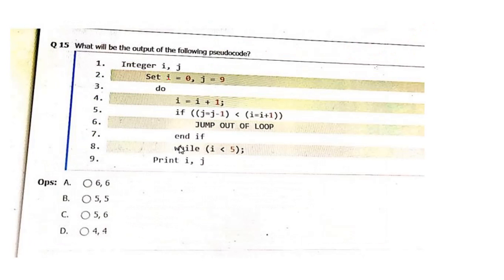So here's the next question. We have two integers i and j, and we are setting i equal to 0, j equal to 0. And here we are running a loop basically. First of all, we are incrementing the value of i, right? So initially i was 0. Now we are incrementing it, so now it has become 1.